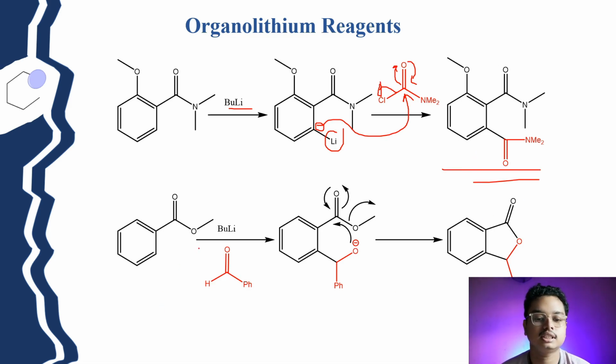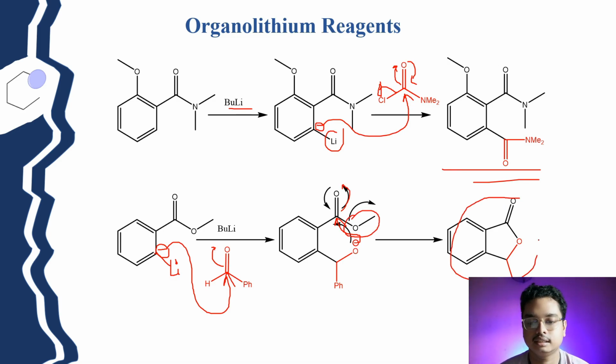Similarly, here also a similar reaction is observed. The ortholithiation initially takes place here, and then this negative charge will attack in a 1,2 addition with the carbonyl carbon here, and this negative charge will go for an intramolecular reaction to kick out this ester part, and we get this product as the final product.